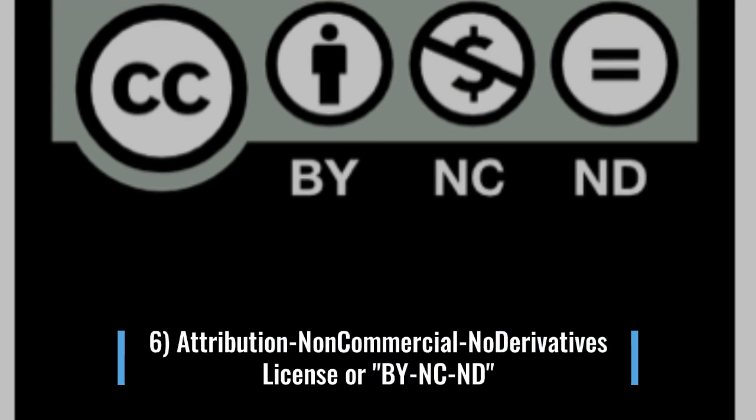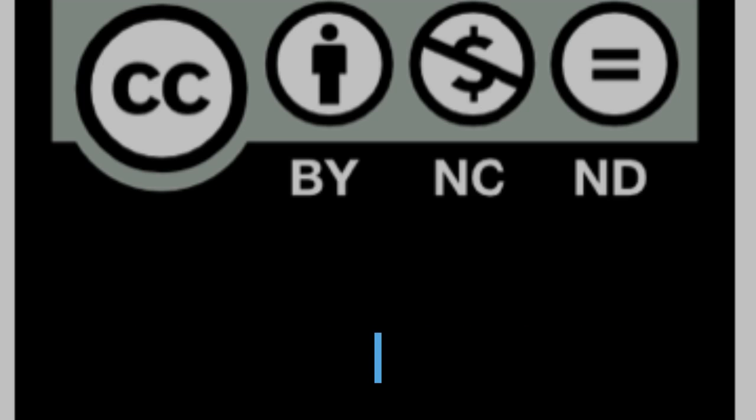License 6. Attribution Non-Commercial No Derivatives or BY-NC-ND includes attribution and a restriction that no adaptations may be shared. Additionally, any sharing of the work must be done non-commercially. This is the most restrictive of the 6 Creative Commons licenses.